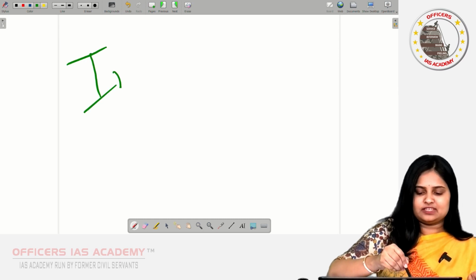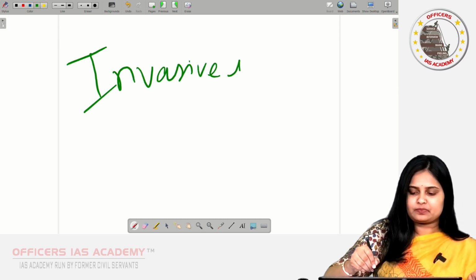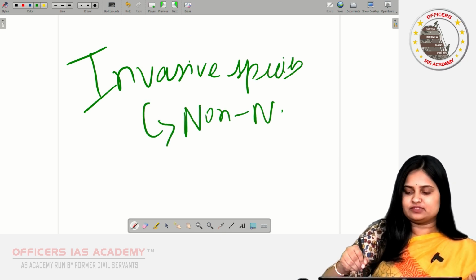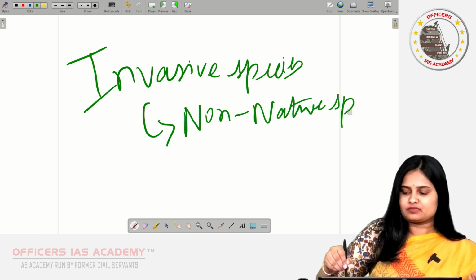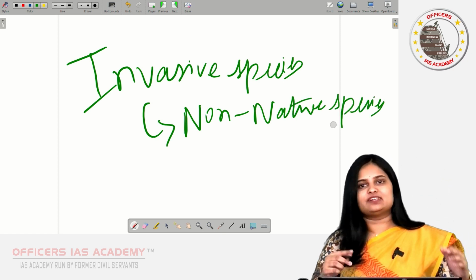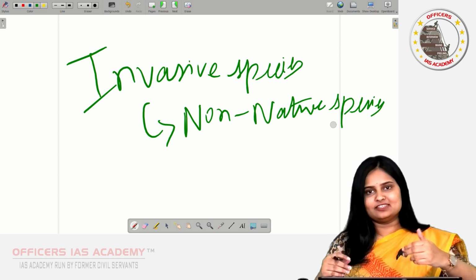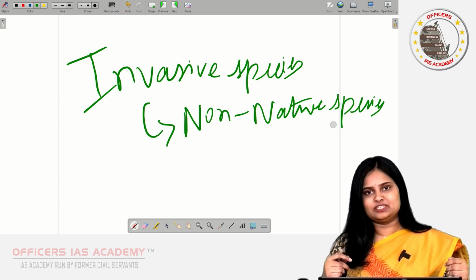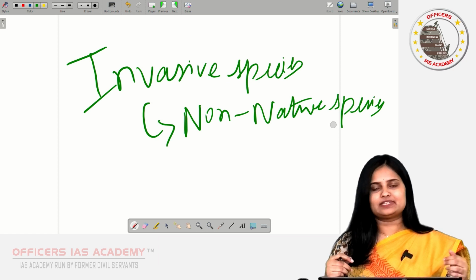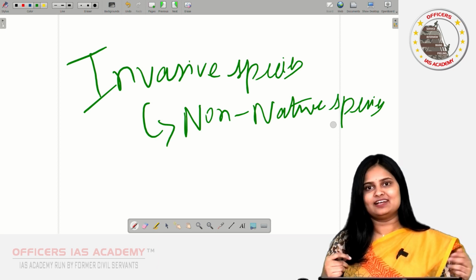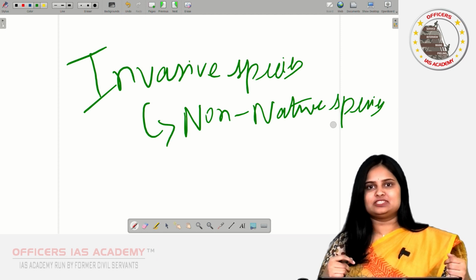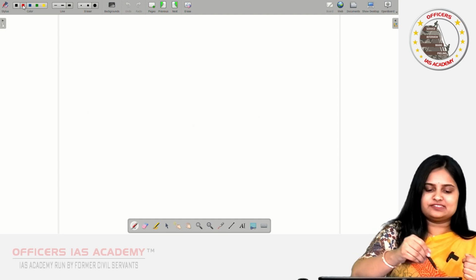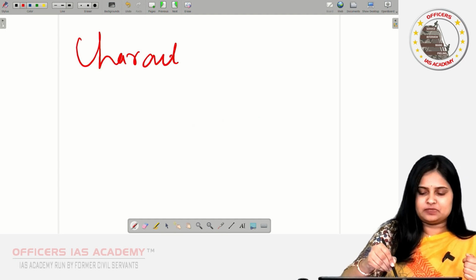So in simple terms, invasive species are also known as non-native species. These species are known to colonize habitats as well as disrupt them. Fine. So invasive species can refer to different types of species such as plants, animals, different types of amphibians, insects, bacteria, etc. Globally, invasive species have been causing a major concern. So now let us understand what are the various characteristics of these invasive species.